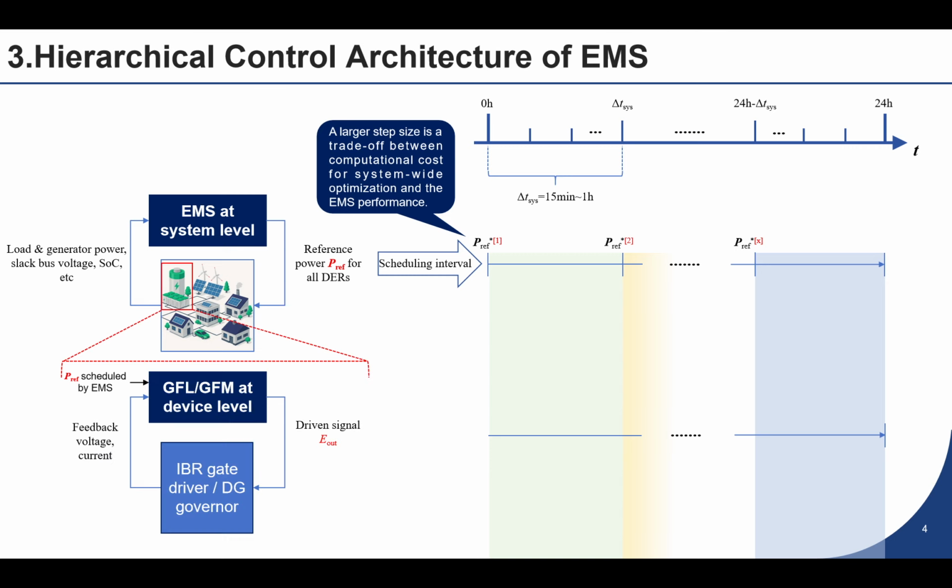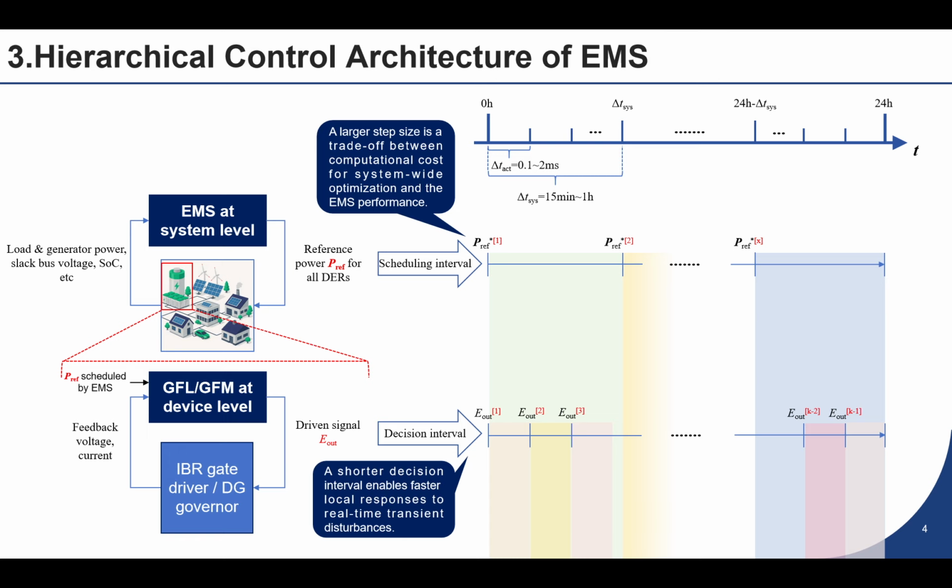At the device level, each dispatchable energy resource runs its local controller, either in grid following or grid forming mode, with the reference power set by the EMS. The device layer operates with a much shorter decision interval to assign the driving signal to the inverter-based power source gate driver or DC generator governor, typically on the order of milliseconds. This fast inner-loop decision allows DERs to continuously update their outputs and track the EMS reference in real time.